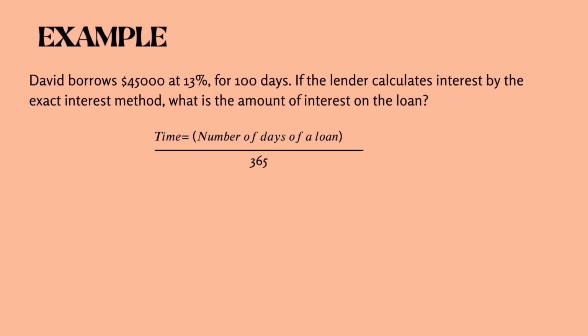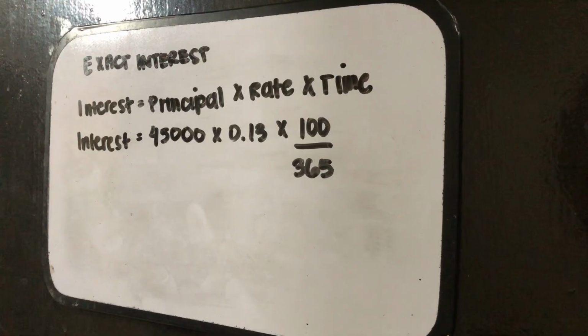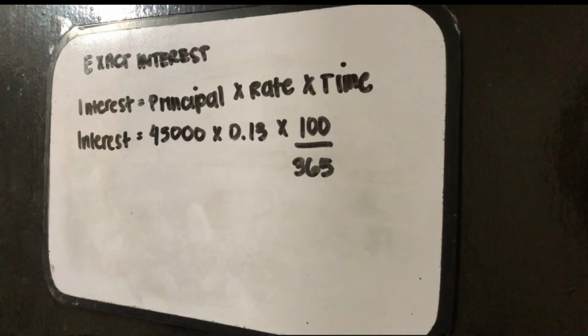For example, David borrows $45,000 at 13% for 100 days. If the lender calculates interest by the exact interest method, what is the amount of interest on the loan? This is how we solve the exact interest. Interest equals principal times rate times time.